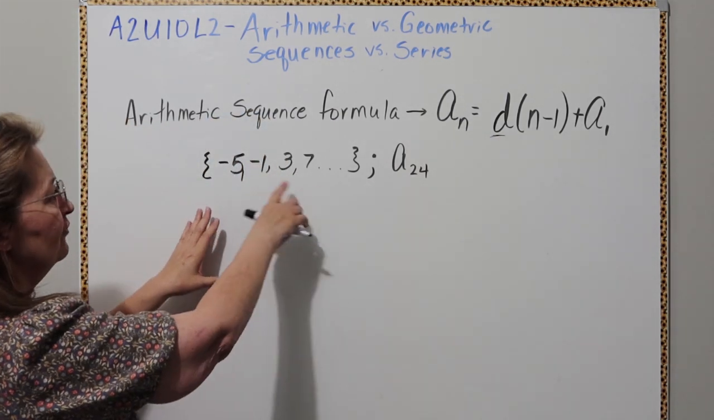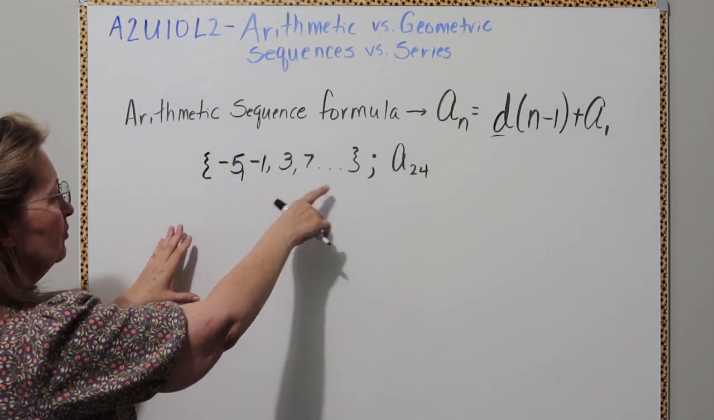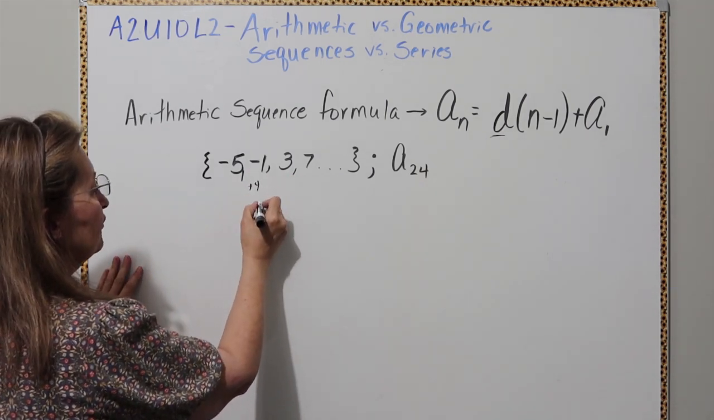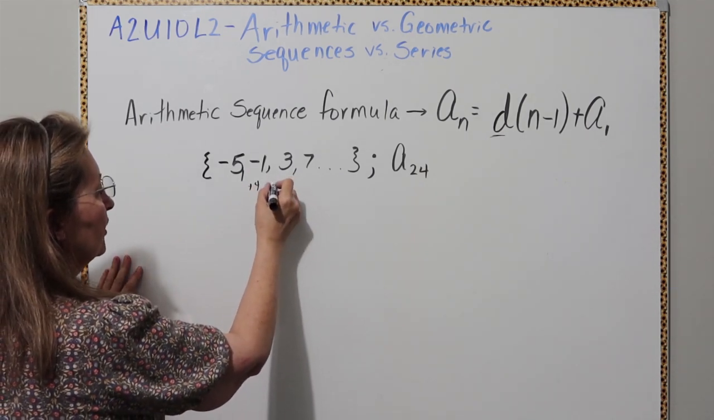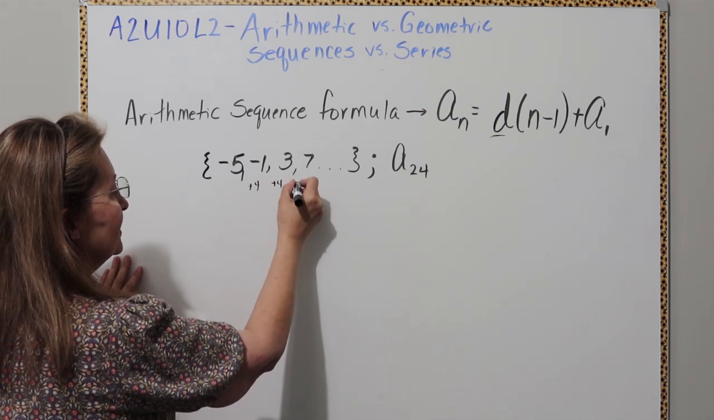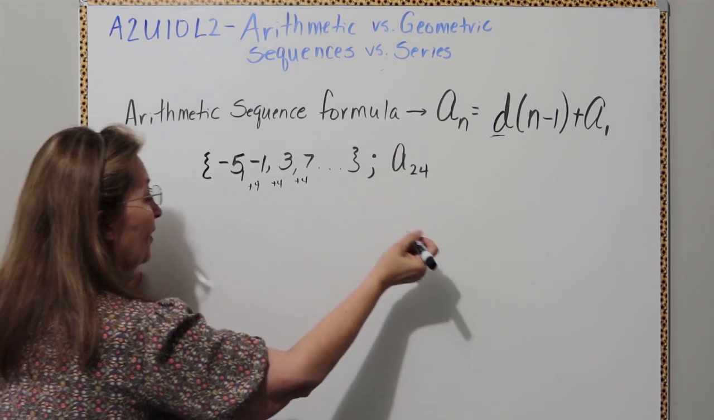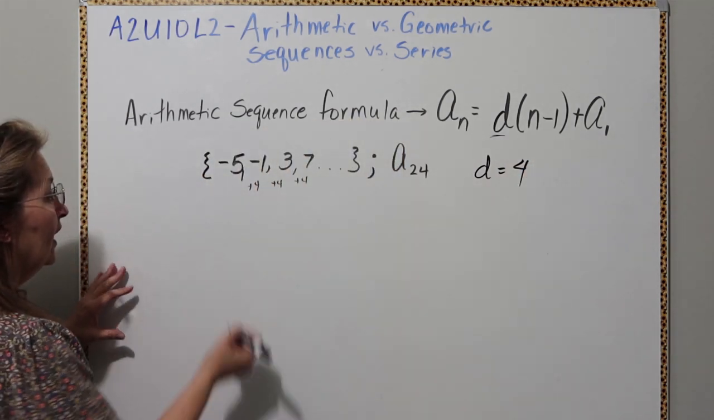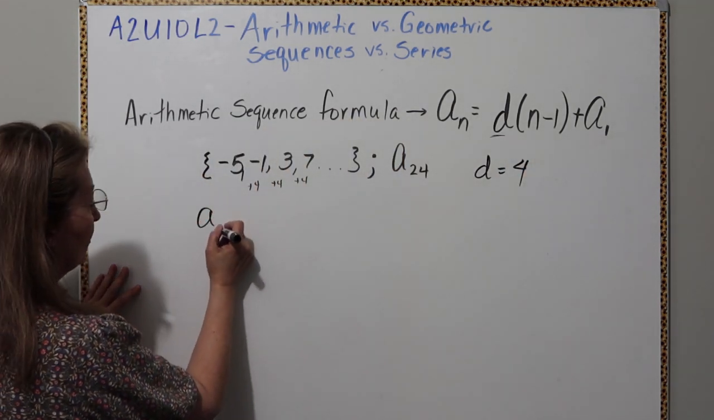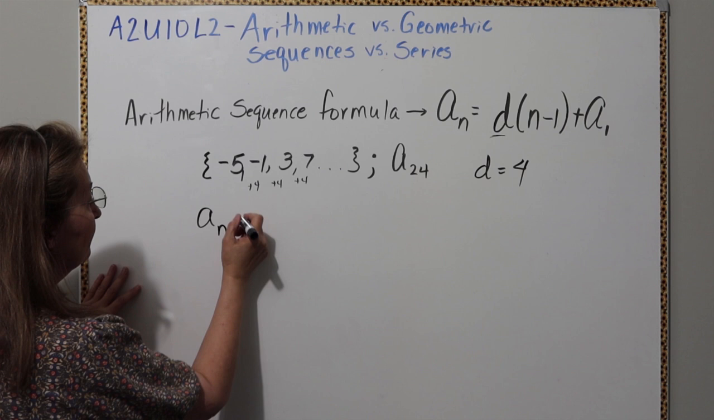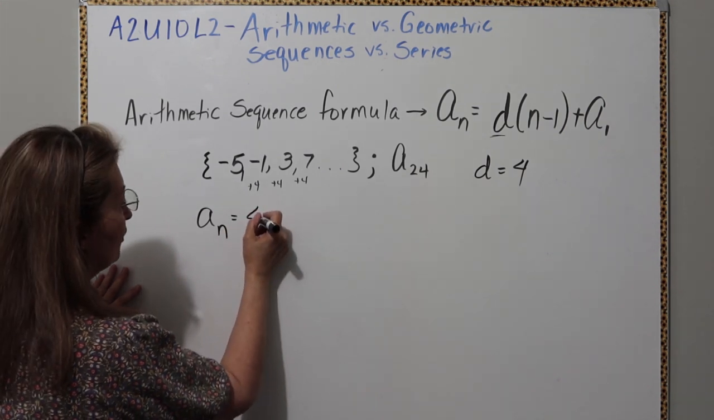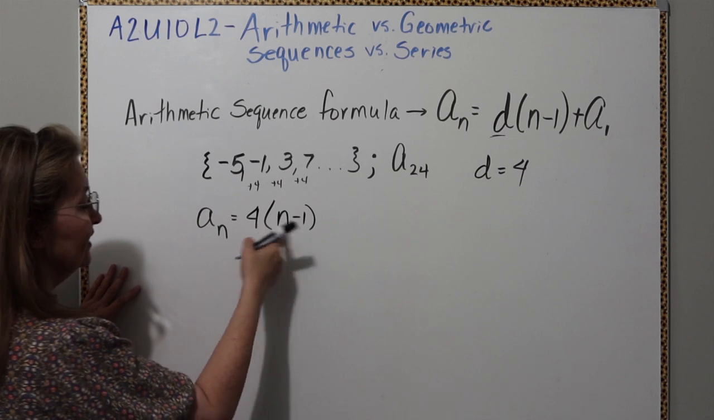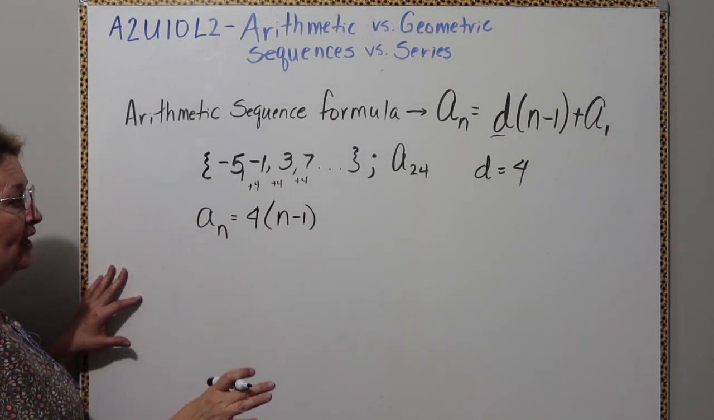So what is the difference from term to term here? Well, from 5 to -1 is +4. From -1 to 3 is +4. From 3 to 7 is +4. So my D for this is 4. Now if I write that in formula form, any a_n I'm looking for is going to be 4 times (n minus 1), because I don't know which term I'm looking for yet.